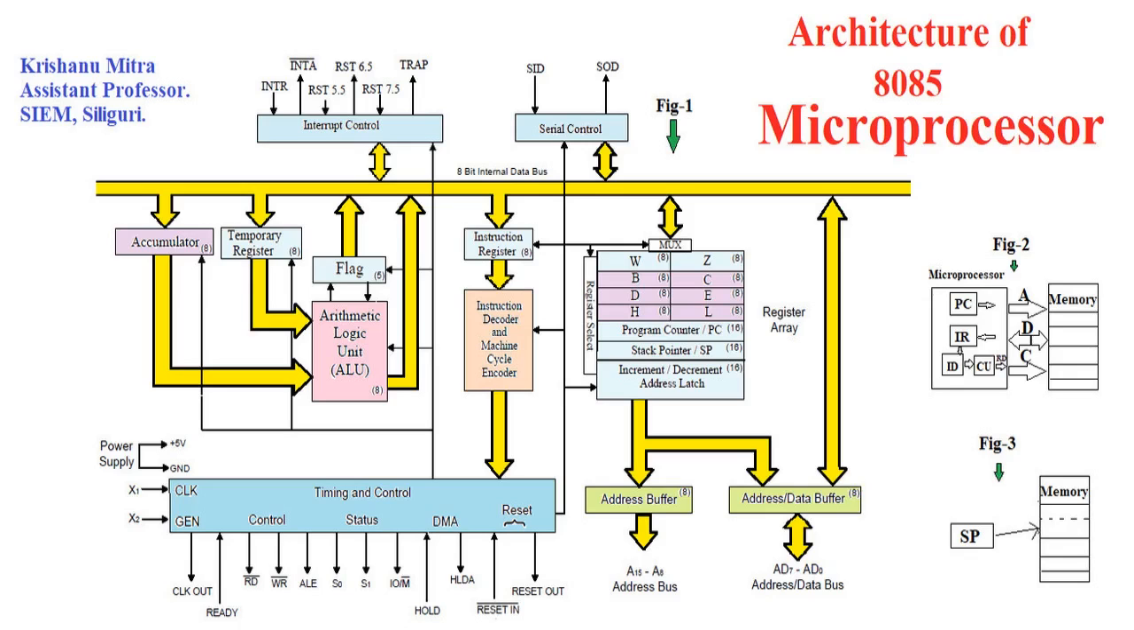Now the stack pointer is a very important thing. As we know what a stack is, it only holds the address of the memory location of the last data. So this is the main working of the 8085 microprocessor.